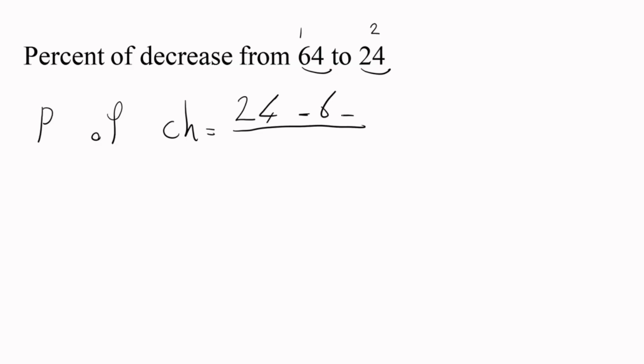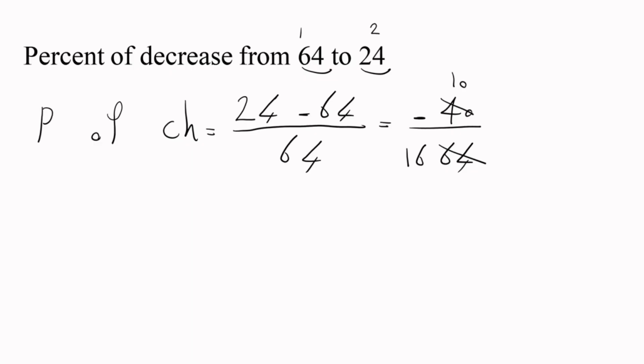Percent of decrease from 64, first number, to 24, second number. So percent of change is equal to second number 24 minus 64 divided by first number 64. It's going to be equal to minus 40 over 64. Can I simplify it? Yes, I can divide both of them by 4. If I divide this one by 4, it's going to be 10. This one by 4 is going to be 16.